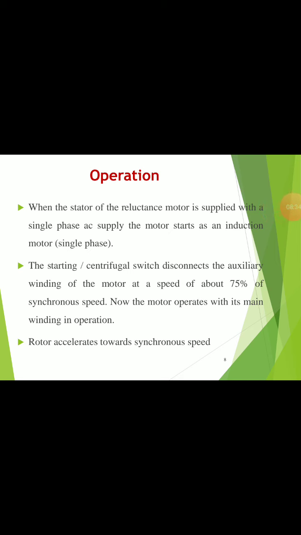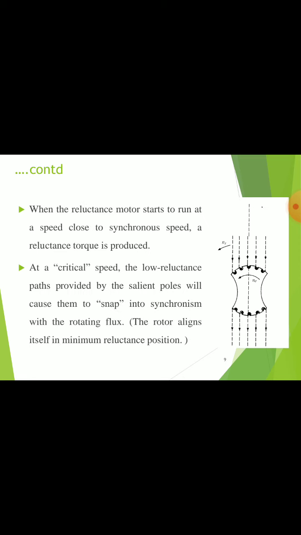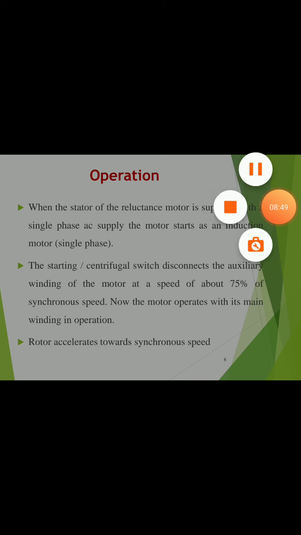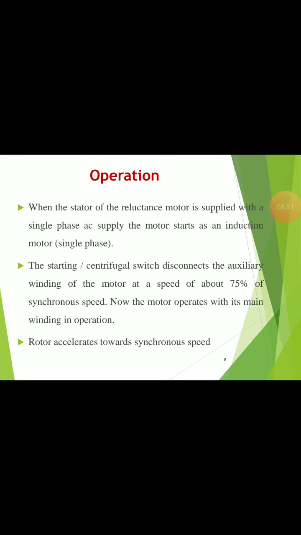Now the operation, we can discuss how it will operate. When the stator of the reluctance motor is supplied with a single phase AC supply, the motor starts as an induction motor. We already discussed this in single phase induction motors working principles. The starting or centrifugal switch disconnects the auxiliary winding of the motor at a speed of 75% of the synchronous speed. I already discussed what is happening, and the rotor accelerates towards synchronous speed.